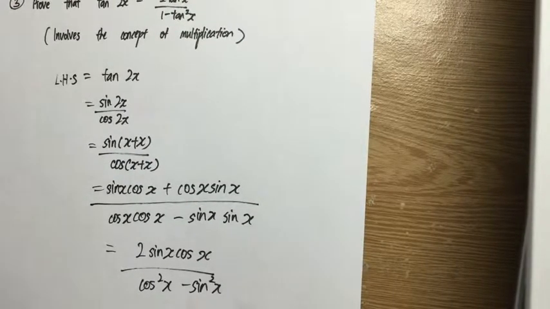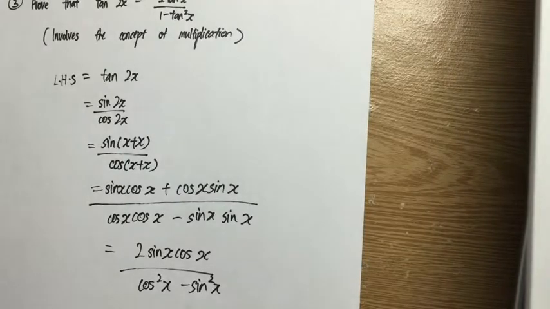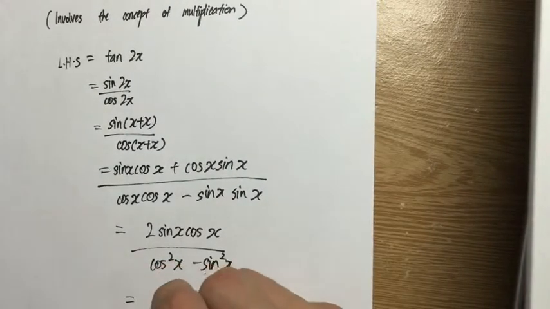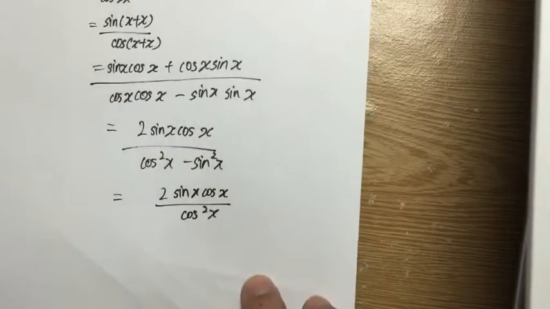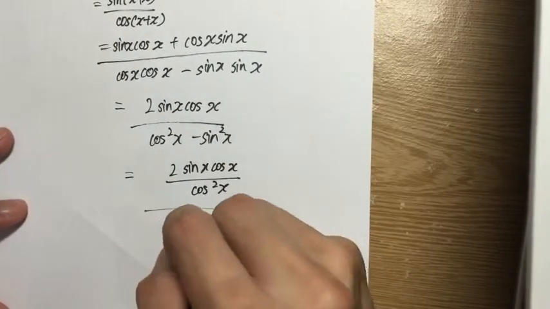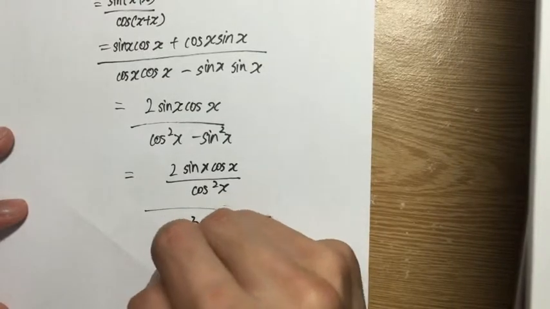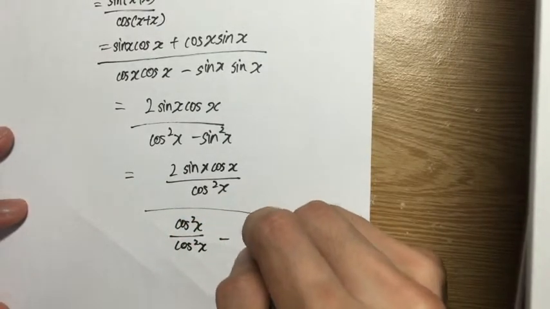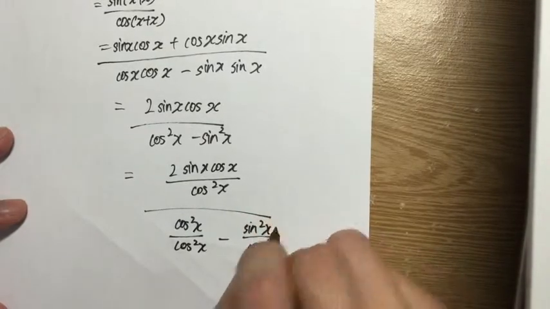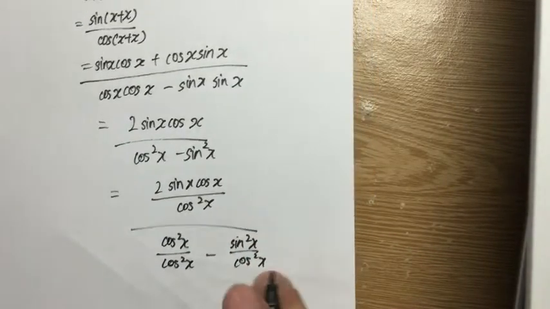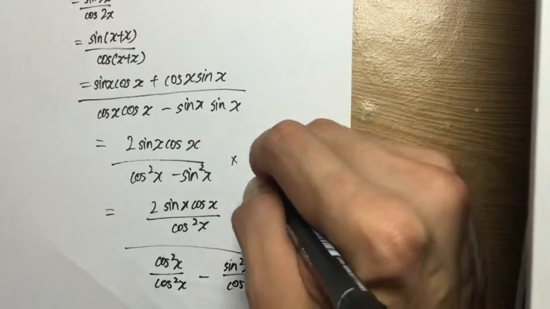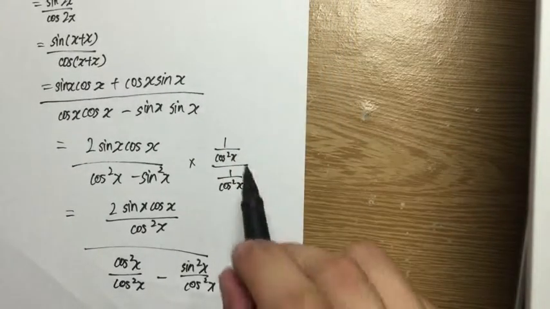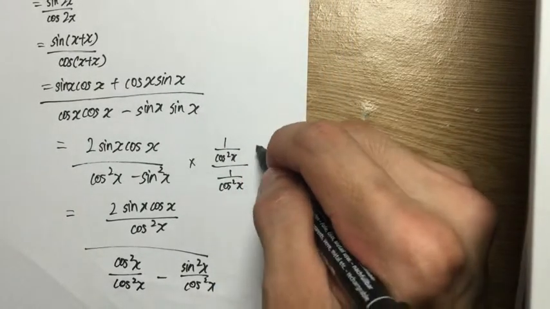By dividing both the numerator and the denominator with cos square x, we will get 2 sine x cos x over cos square x over cos square x minus sine square x over cos square x. We are able to do this method as multiplying the numerator and the denominator gives us the same expression as 1.